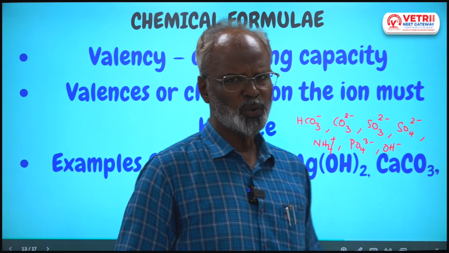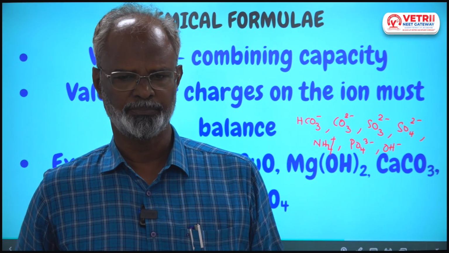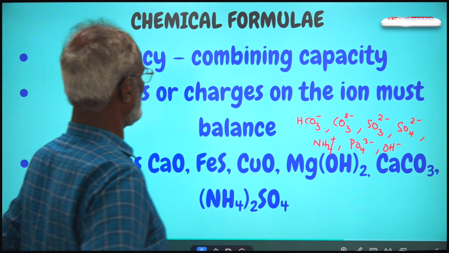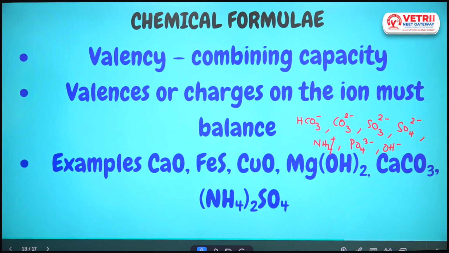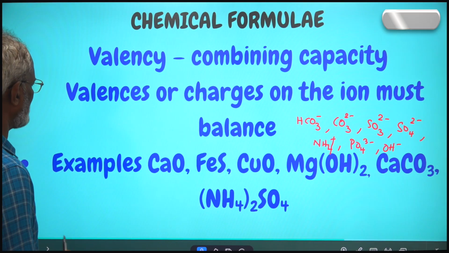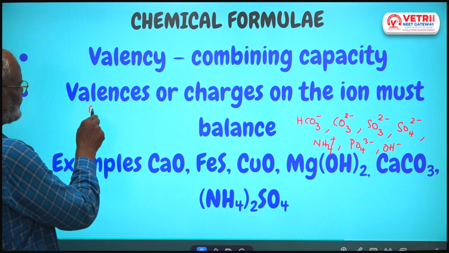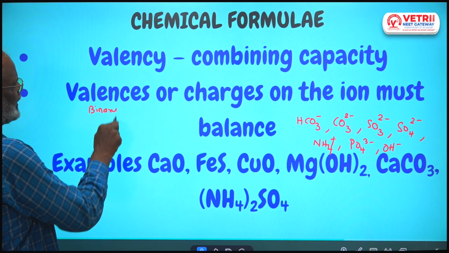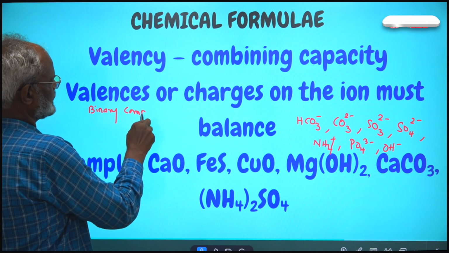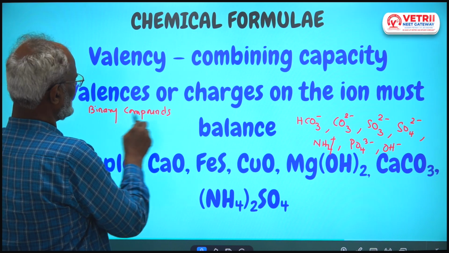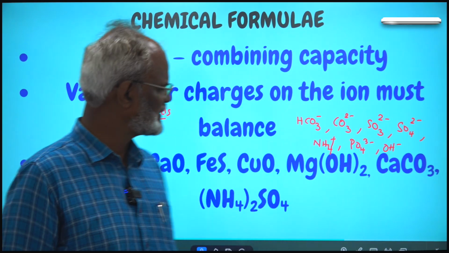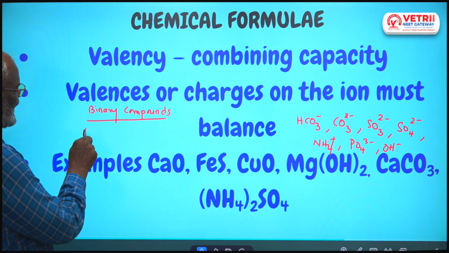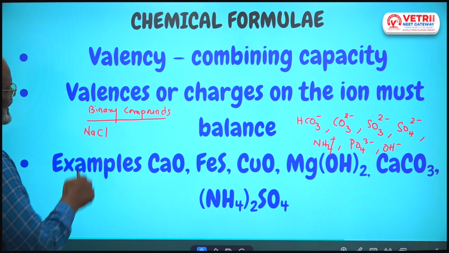Now, how to write the chemical formula? How to write the chemical formula for different substances, that you must understand. Listen carefully. We'll take one example. First we'll see simple binary compounds. In binary compounds, only two ions, only two elements, are involved. For example, the simple example is NaCl, Na plus, Cl minus.